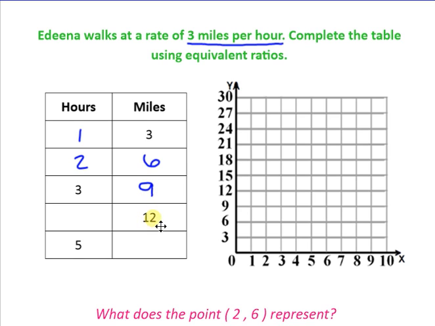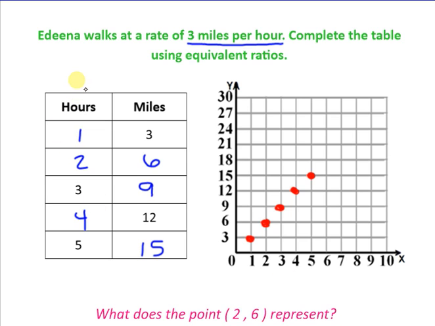So then here is the number 12. Well, she walks 12 miles in 4 hours. How many miles does she walk in 5 hours? That's going to be 15. So let's graph these results. So we have 1 and 3, 2 and 6, 3 and 9, 4 and 12, 5 and 15.